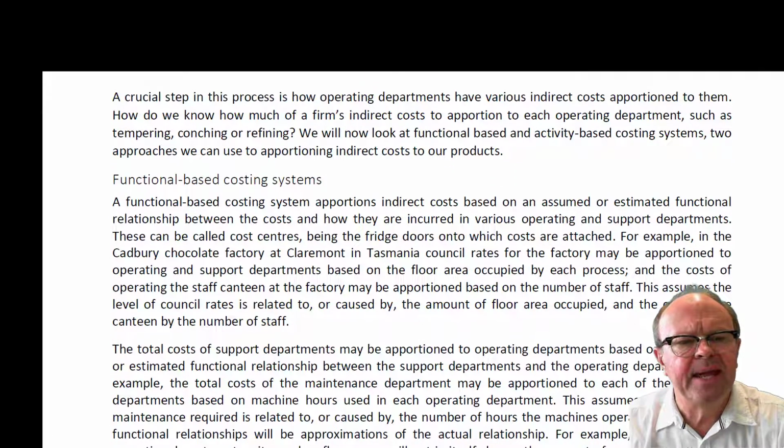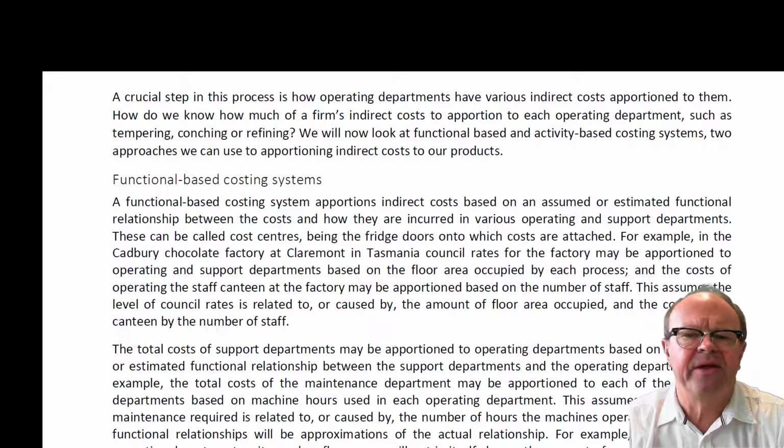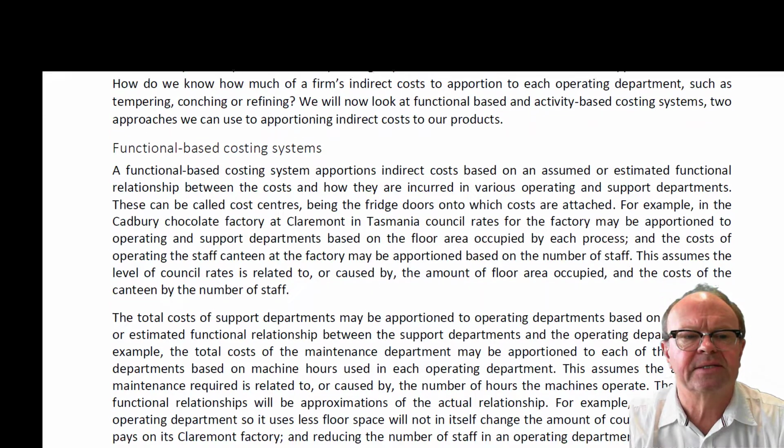A crucial step in this process is how operating departments have various indirect costs apportioned to them. How do we know how much of a firm's indirect costs to apportion to each operating department, such as tempering, conching, or refining? We will now look at functional-based and activity-based costing systems, two approaches we can use to apportion indirect costs to our products.